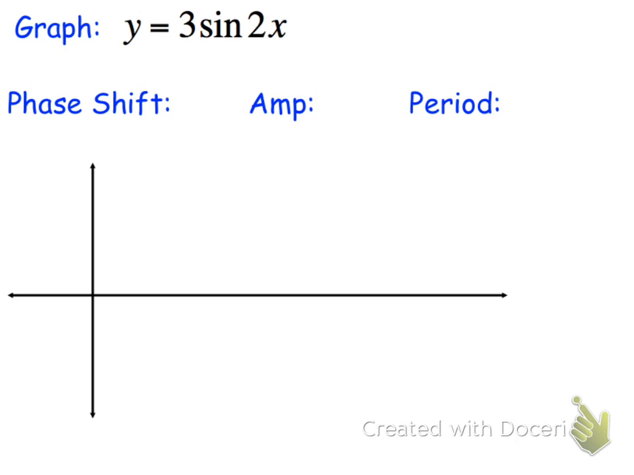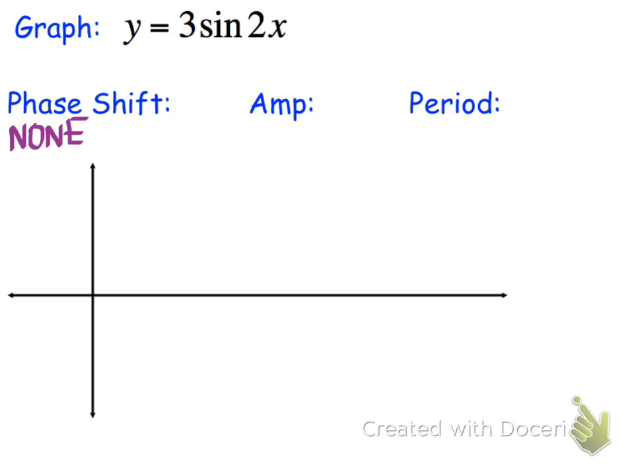So here's our first equation, y equals 3 sine of 2x. The place I like to start is by deciding the phase shift, the amplitude, and the period. If we're trying to find the phase shift, it doesn't look like there's an h or a k here. So in terms of this graph, the phase shift would be none. It's not being shifted at all, so it's starting at the same point that sine would normally start at.